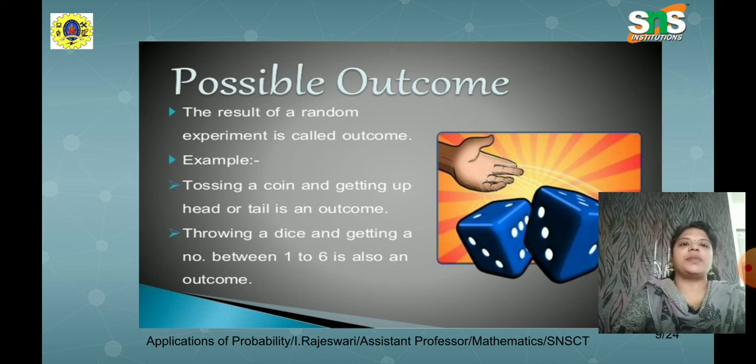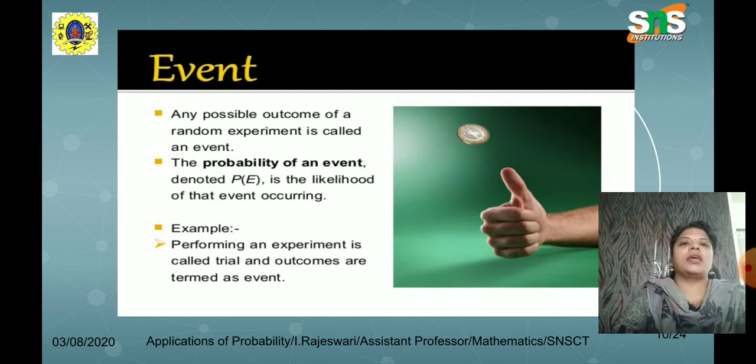Next one, possible outcome. The result of a random experiment is called an outcome. Examples: tossing a coin and getting head or tail is an outcome. Throwing a dice and getting a number between 1 to 6 is also an outcome. Next one we are going to discuss event. Any possible outcome of a random experiment is called an event. The probability of an event, denoted by P(E), is the likelihood of that event occurring. Example: performing an experiment is called a trial and outcomes are termed events.